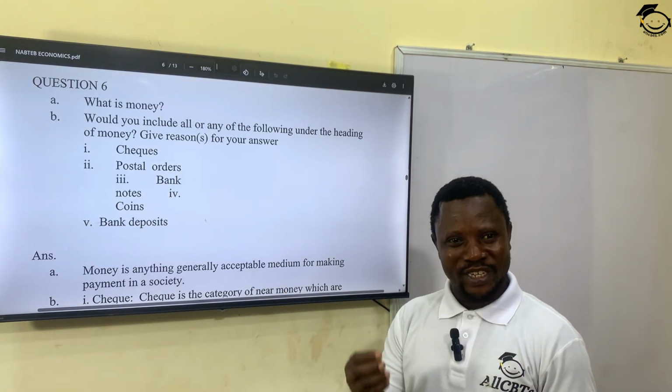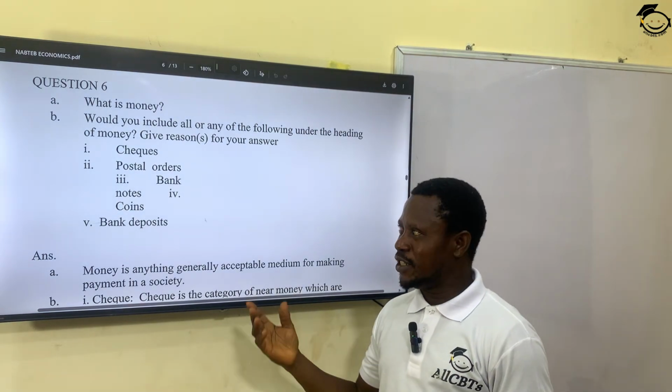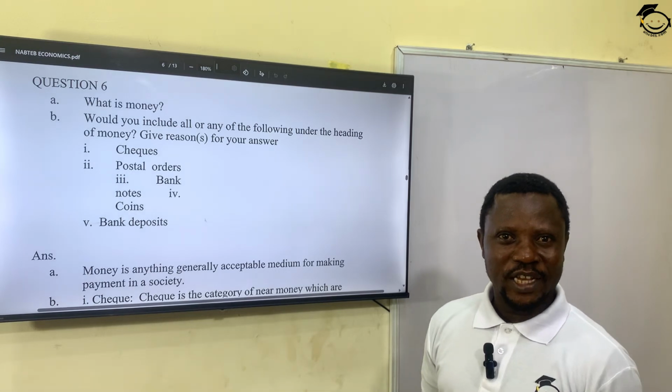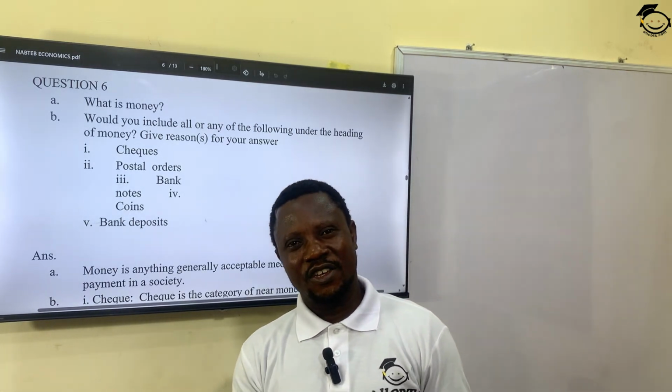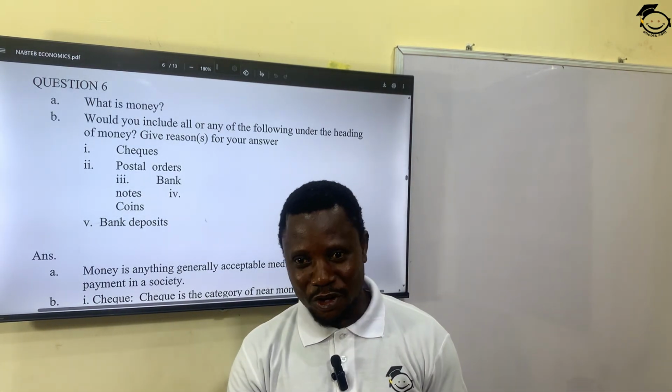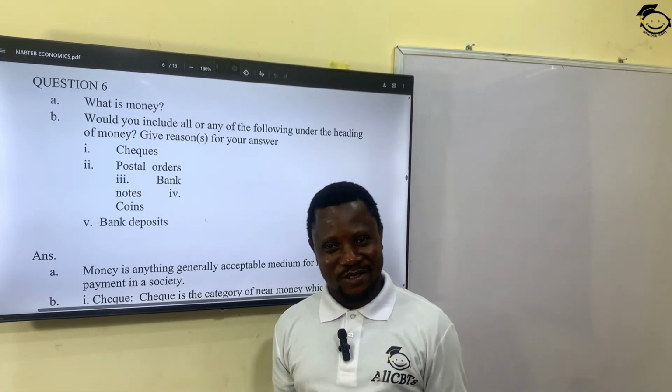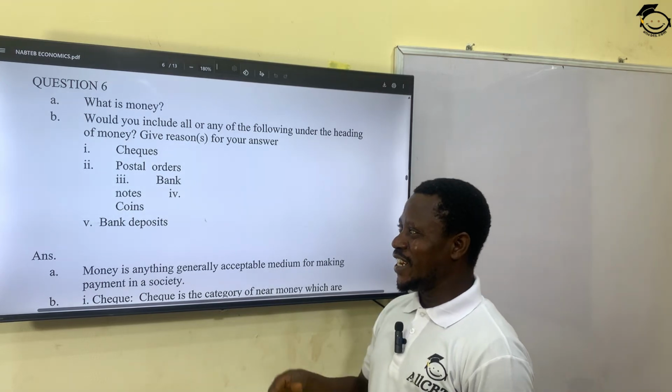They are not actual money, but they are near money. When I say near money, some people may accept them, some may not. For instance, if you have payment to make to somebody and you tell the person, I'm going to issue a check, some people don't want a check, because some are afraid the check will bounce. You understand? So they are near money.